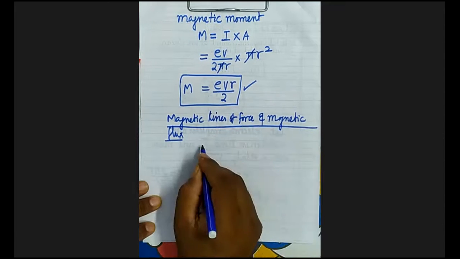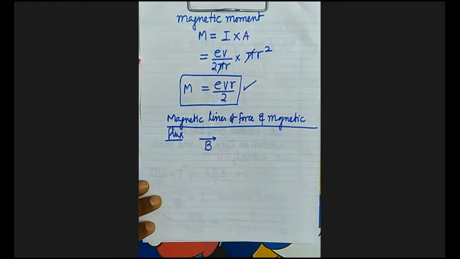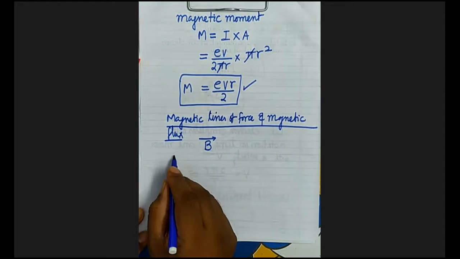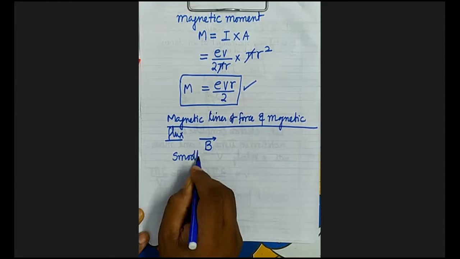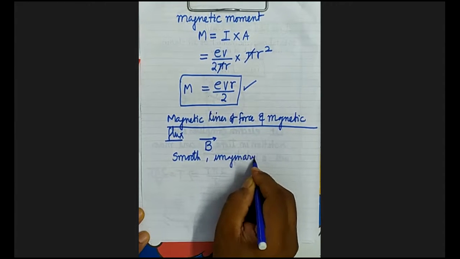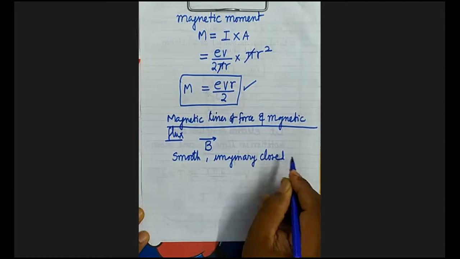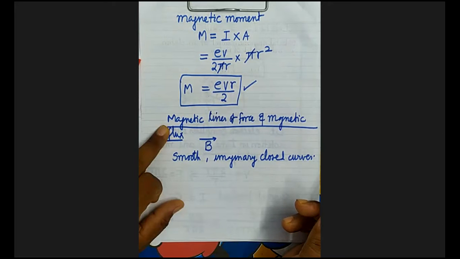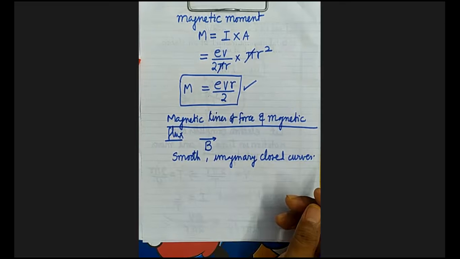As we know, magnetic field is represented by B. Magnetic lines of force are smooth imaginary closed curves. Magnetic lines of force are not like electric lines of force, which emerge from the positive charge and terminate at the negative charge. It's not like that.